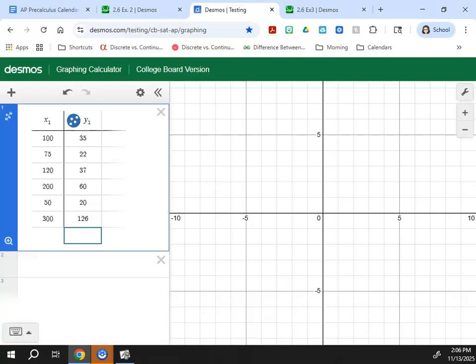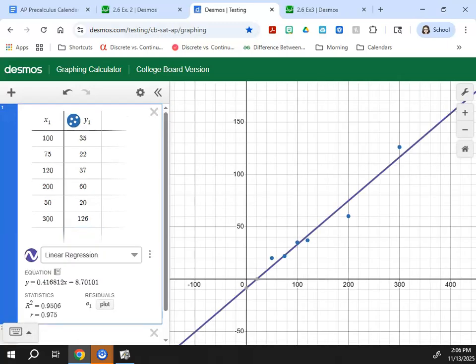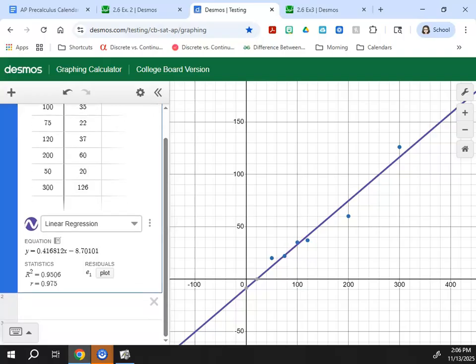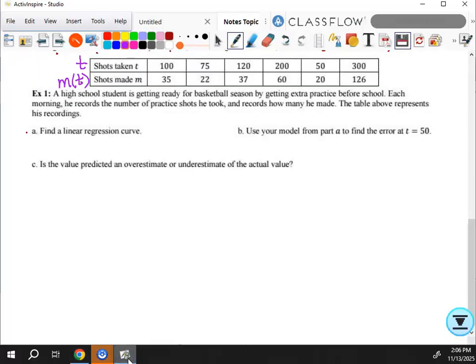All right. So then we'll do our linear regression. And there is our answer. Okay. And let's write that down. So this should be M of T equals 0.41681T minus 8.70101.